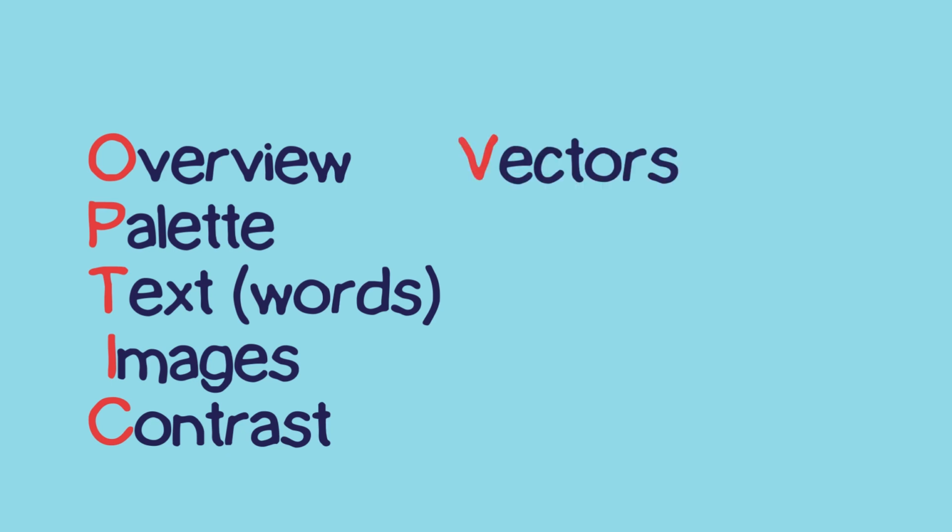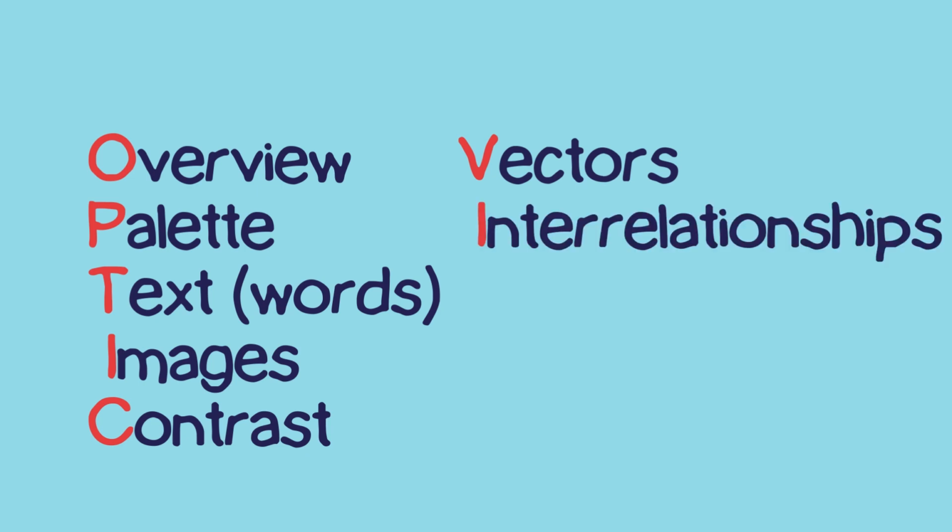I is for images or icons or insets. Consider also whether there's a key or main subject or object in this text. C is for contrast or perhaps the lack of contrast. V is for vectors, the way that your eye is drawn through and around the text by lines. I is for the interrelationships between the elements of the text.